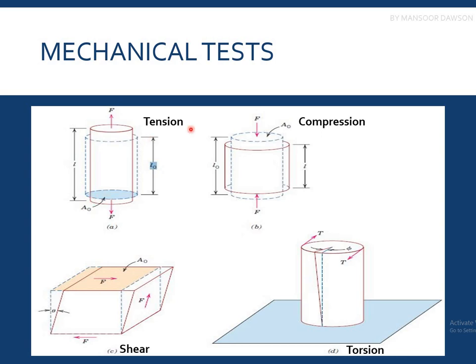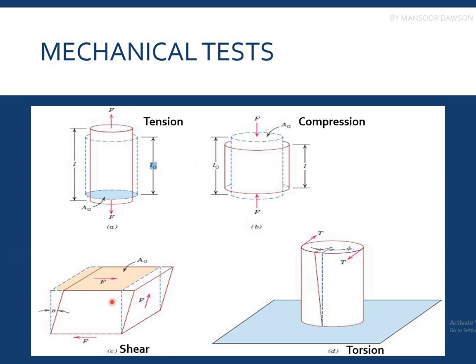What happens in tension is that two opposite forces are applied and a stretch is made. The length of the specimen is increased, as you can see, and the diameter of the specimen is reduced. But in compression the reverse occurs. Two forces are applied towards each other, and the diameter is increased and the length is reduced. But you can see that the overall volume of the specimen remains the same.